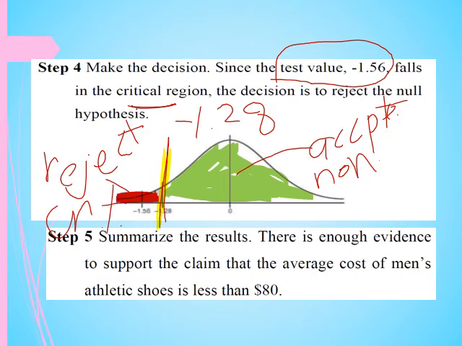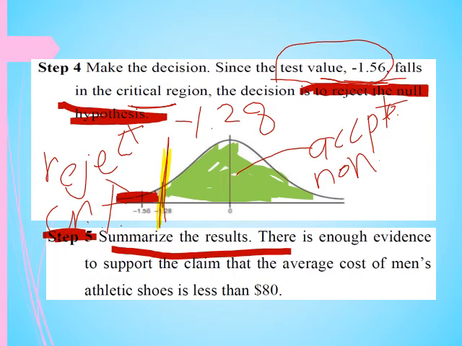So we will now move to our test value, which is equal to negative 1.56. It's here in the rejected region. So our decision is to reject the null hypothesis. And our step 5 is summarizing the result: there is enough evidence to support the claim that the average cost of men's athletic shoes is less than $80.